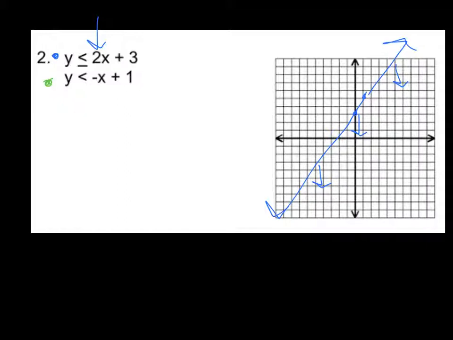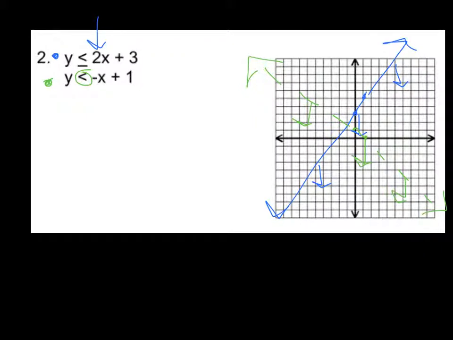Once again, I'm going to start on my y-intercept, which is positive 1, right there on the y-axis. My slope is negative 1, so I'm going to go down 1 and to the right 1 this time. This time my symbol is just less than, so I know that this is just a dashed line passing through those points. And since it is less than, I know that I would be shading below the y-intercept, which would be over here.